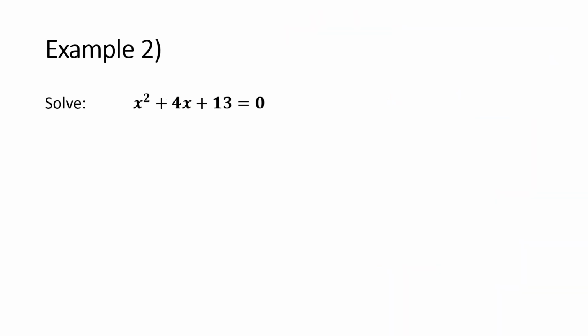Let's take a look at another example. Here we go. Solving x squared plus 4x plus 13 equals 0. This is already set up for us in standard form. So we want to get our values for a, b, and c. I see that there's only one x squared here, so a equals 1. Plus 4x, so b is 4. Plus 13, so c equals 13.